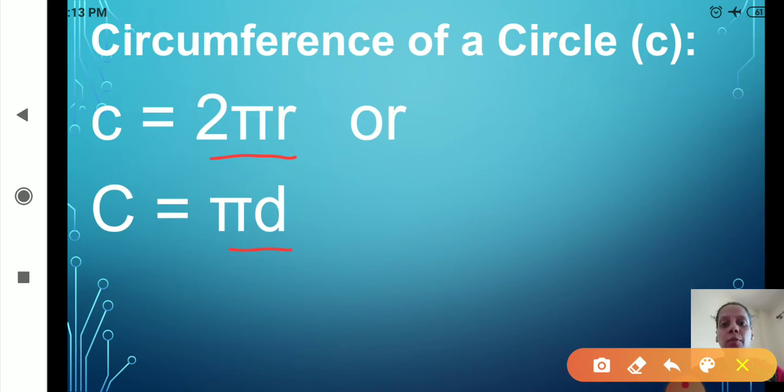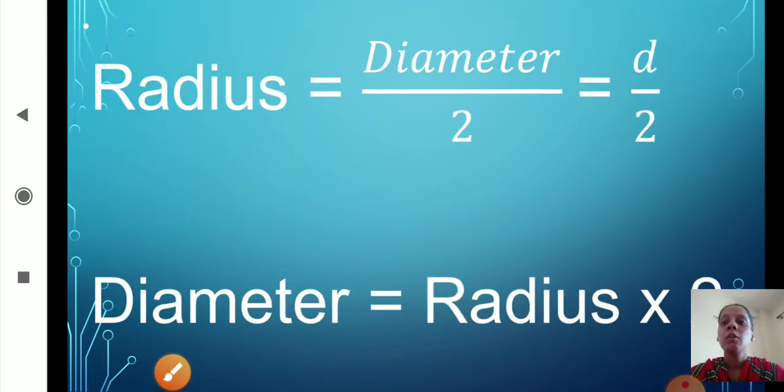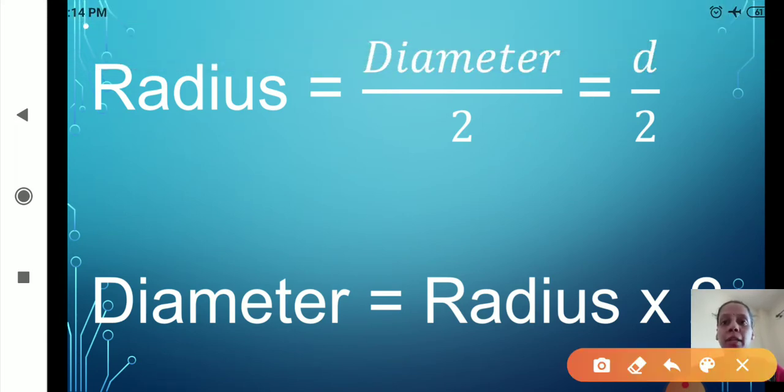Now the next formula is radius. To find out radius, the formula is radius is equal to diameter divided by 2, d upon 2. Why? Because radius is half of the diameter. So you will use this formula, diameter divided by 2, or you can write d upon 2.